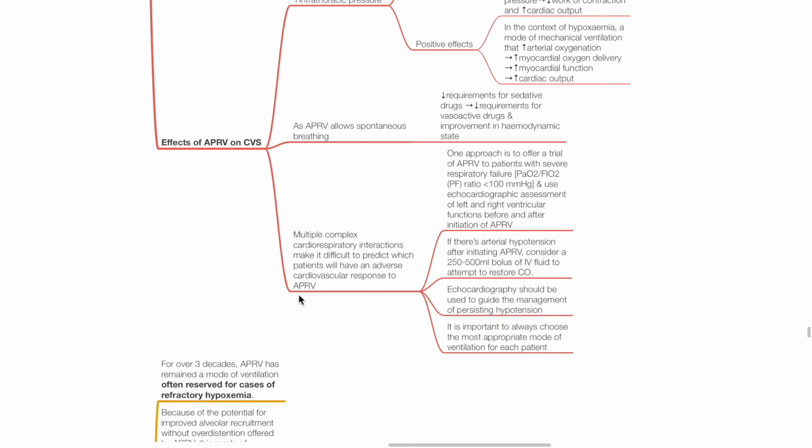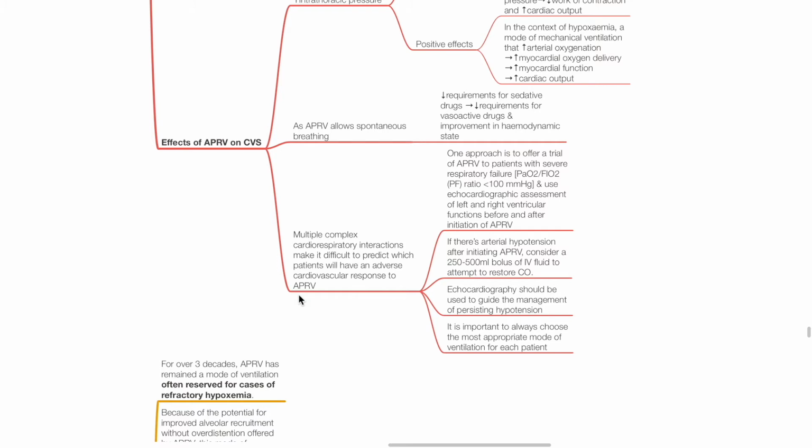Multiple complex cardiorespiratory interactions make it difficult to predict which patients will have an adverse cardiovascular response to APRV. One approach is to offer a trial of APRV to patients with severe respiratory failure and use echocardiographic assessments of left and right ventricular functions before and after the initiation of APRV.